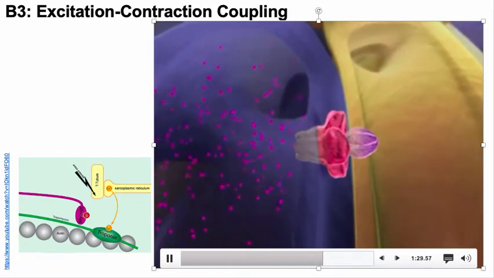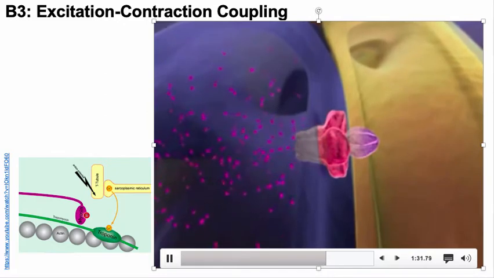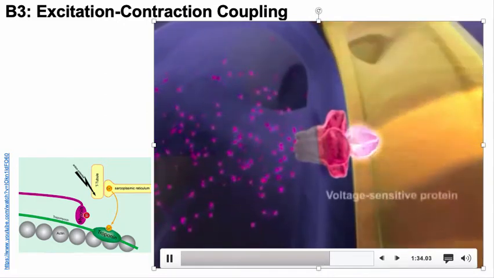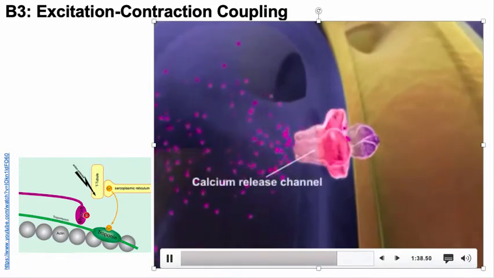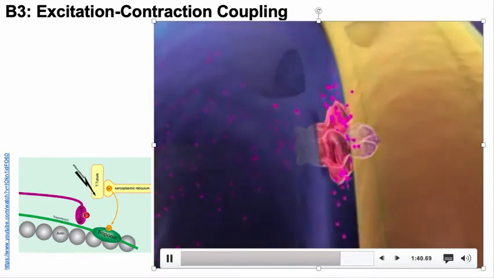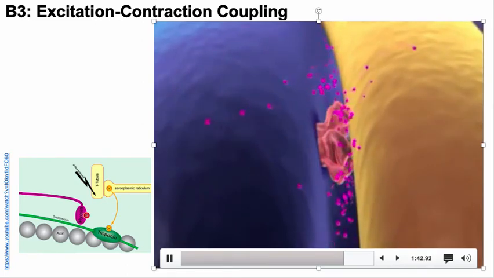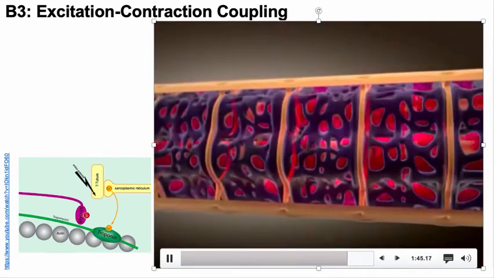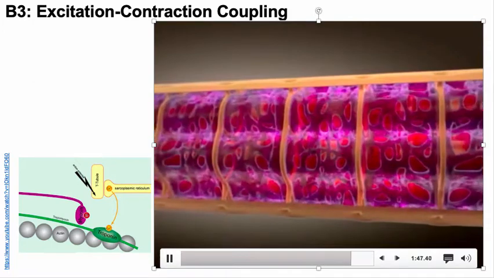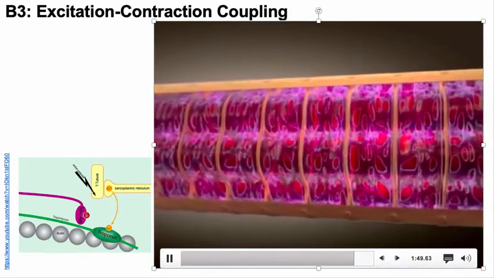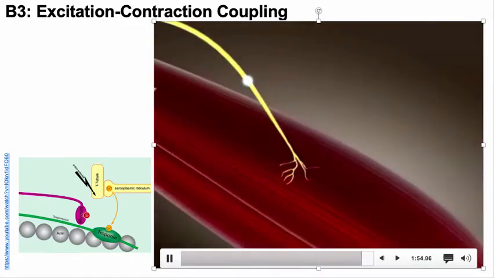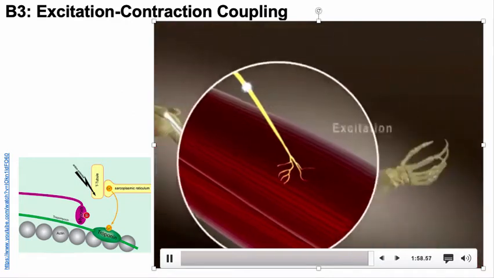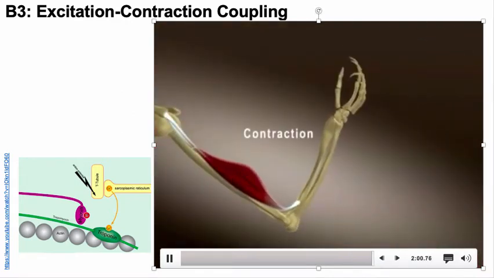As an action potential travels down the T-tubule, it causes a voltage-sensitive protein to change shape. This shape change opens a calcium release channel in the SR, allowing calcium ions to flood the sarcoplasm. This rapid influx of calcium triggers a contraction of the skeletal muscle fiber. Thus, calcium ions are responsible for the coupling of excitation to the contraction of skeletal muscle fibers.